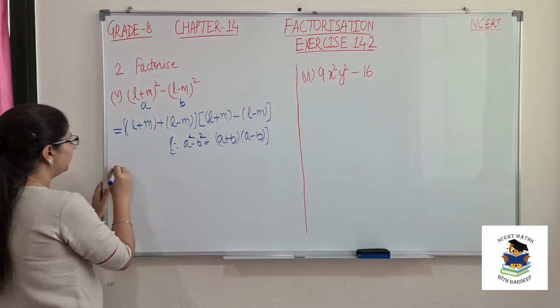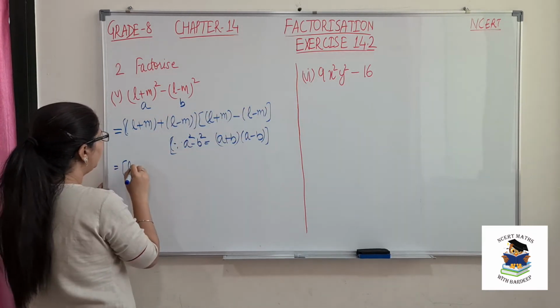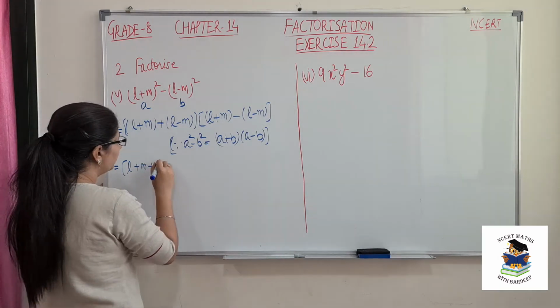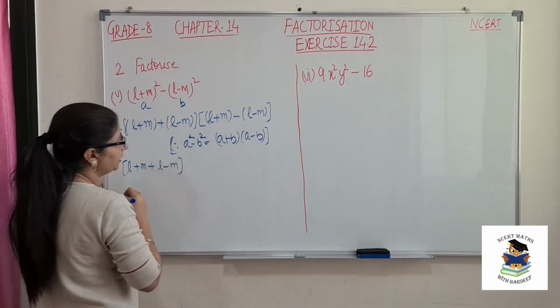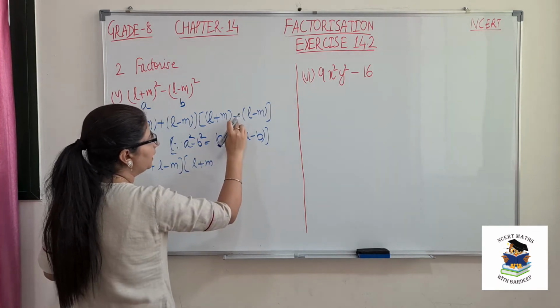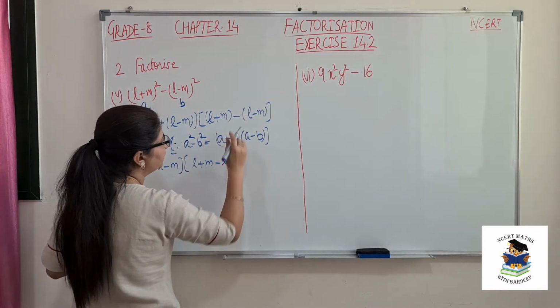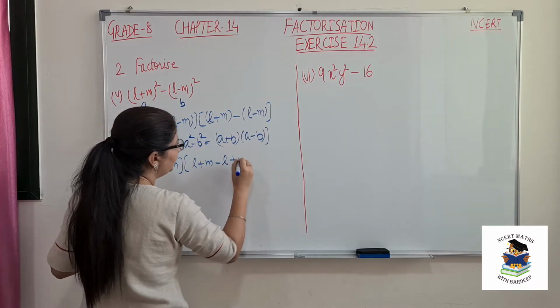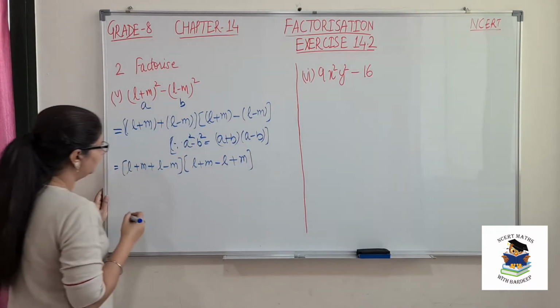Now let's open the brackets. L plus m, since it has a positive sign, no need to change anything. Here it will be minus, so minus goes inside, it will be minus l. This minus and minus will be plus m.